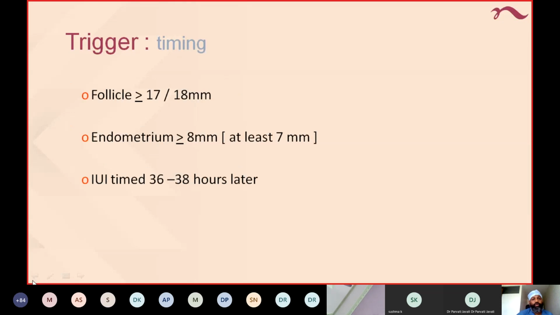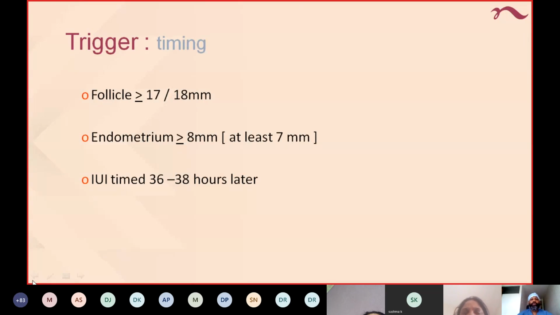So trigger is important. When do you trigger? When do you administer trigger injections like HCG? When follicle size is at least 17 to 18 millimeter, endometrium is 8 millimeter or more, and a nice triple line endometrium is what is desired. And IUI should be timed 36 to 38 hours later.